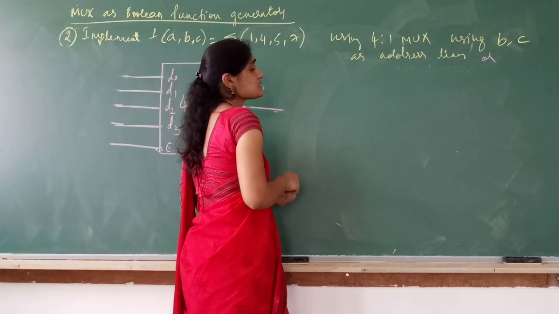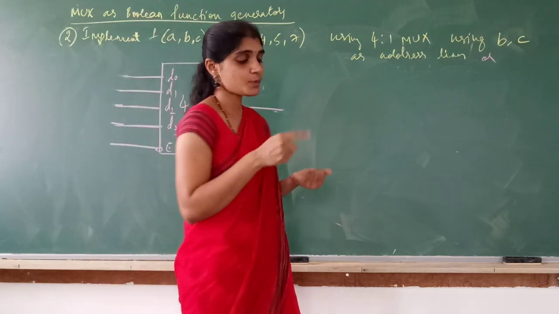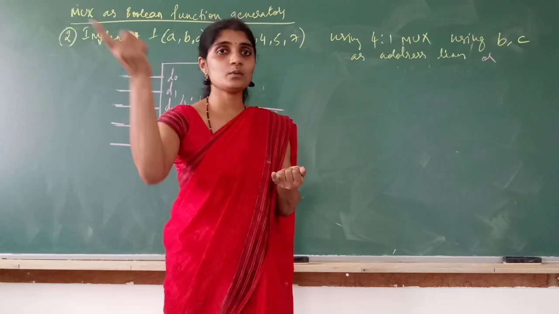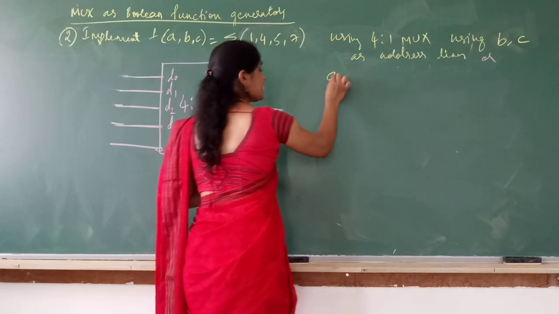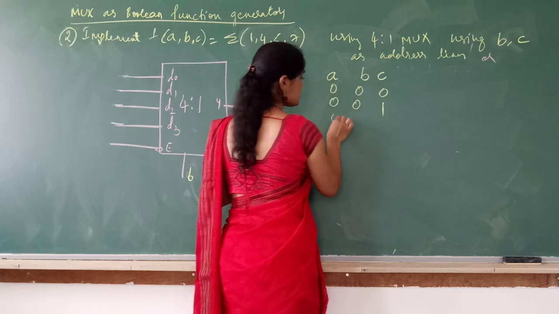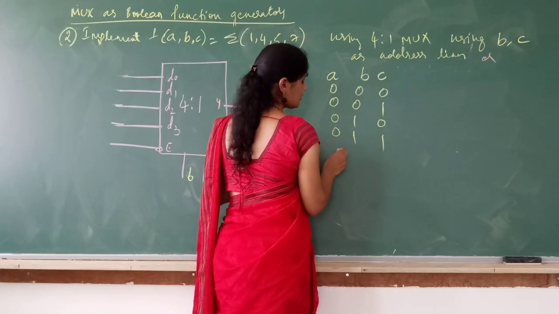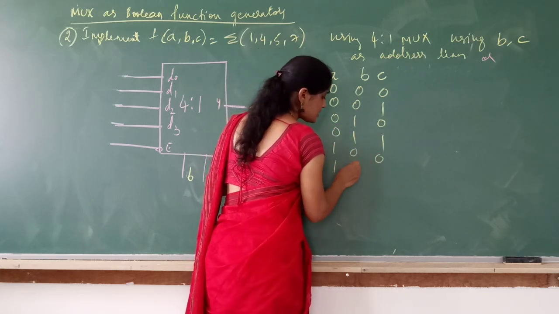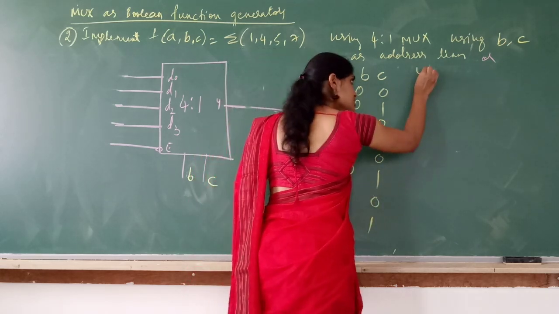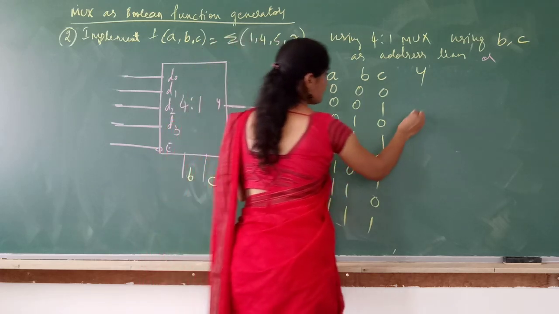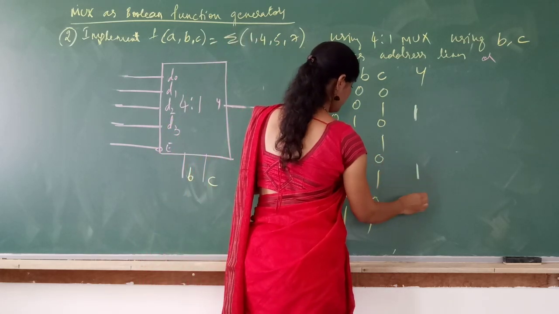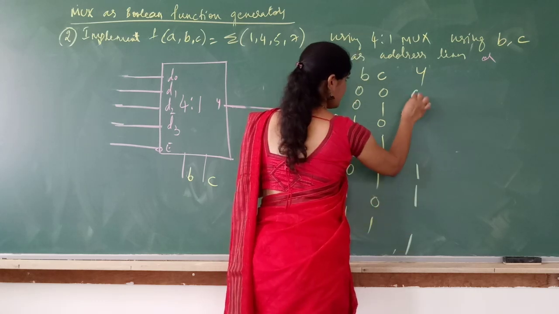BC as select inputs. So BC has to be 0, 0 for two combinations, 0, 1 for the next, 1, 0, 1, 1. Right? So I'll write A, B, C: 0 0 0, 0 0 1, 0 1 0, 0 1 1, 1 0 0, 1 0 1, 1 1 0, 1 1 1. I will also write the output: 1, 4, 5, 7 are 1. Remaining are 0.